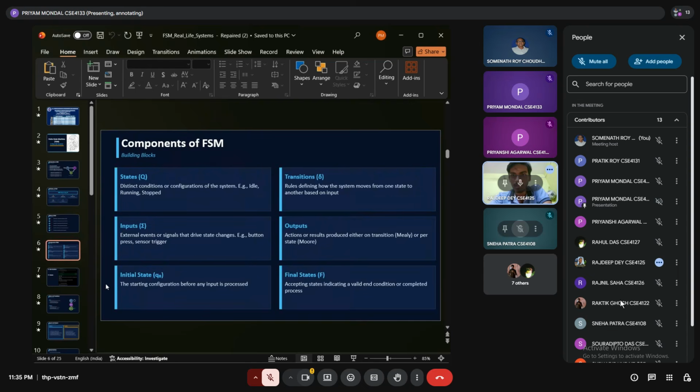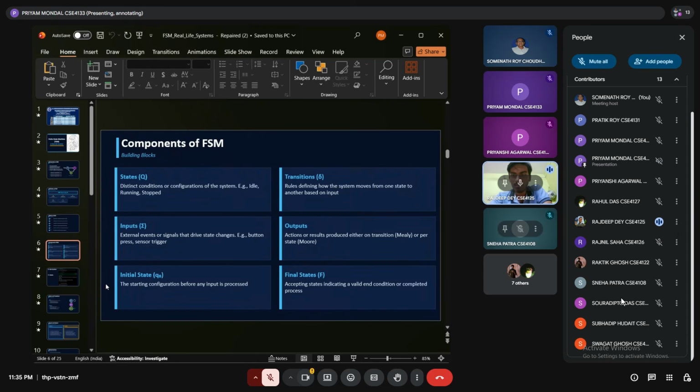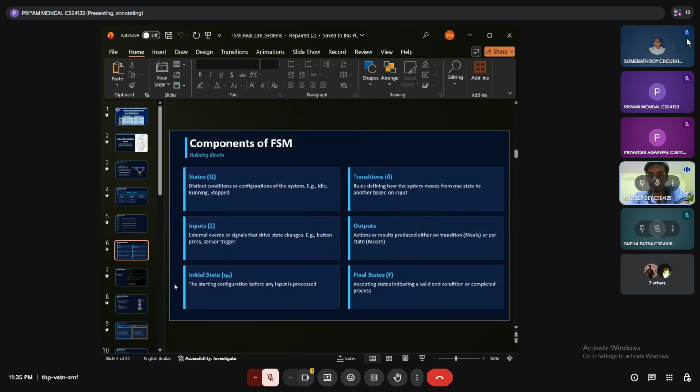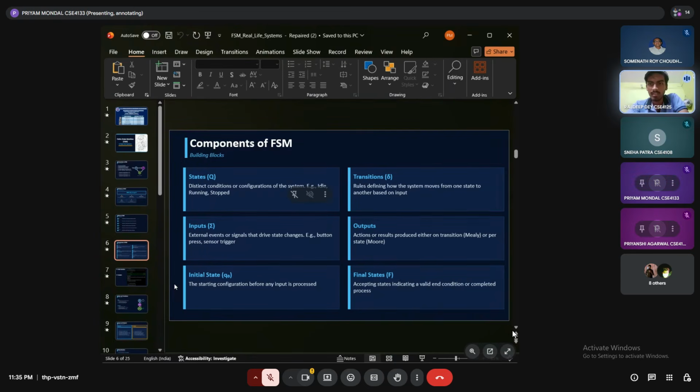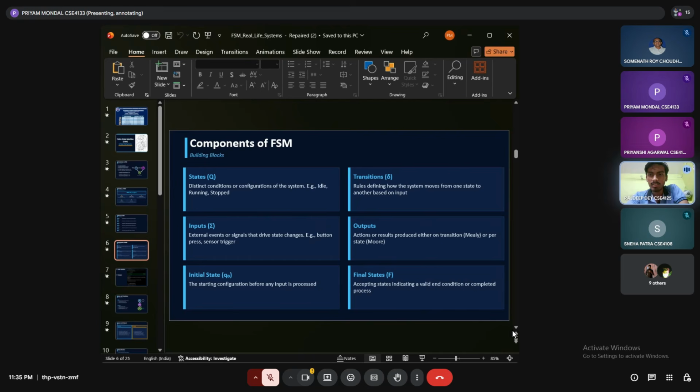Next slide, please. Let's look at the actual building blocks. First, states are the distinct conditions, like a machine being idle or running. Transitions are the rules that define how we move between those states. Inputs are external signals like a button press or a sensor trigger. Outputs are the actions produced. Depending on the model, these happen either during a transition or while inside a specific state. Finally, we have our initial state to start the process and final states to indicate completion.